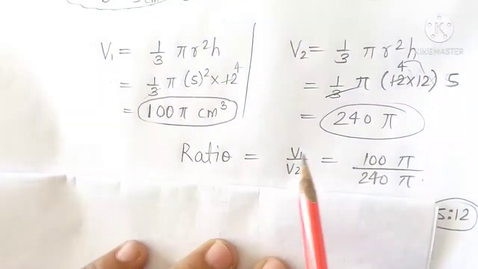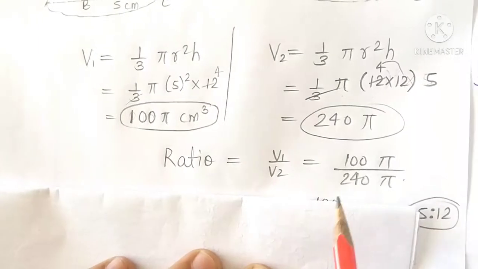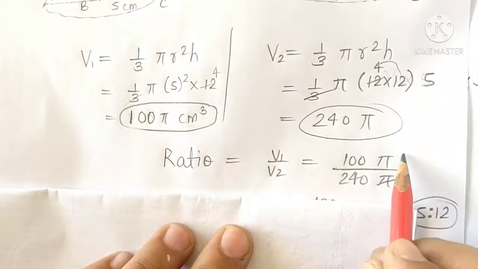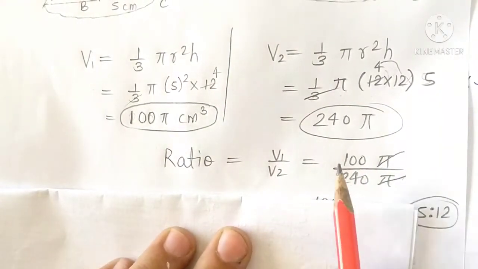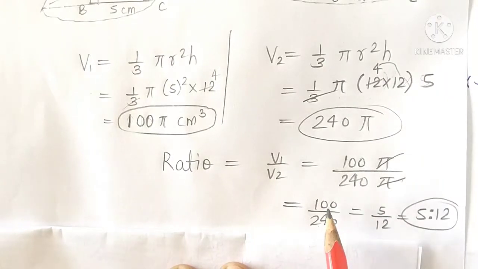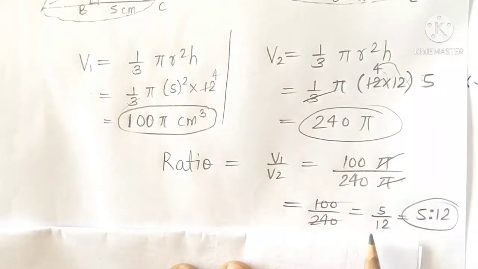Now we have to find the ratio of question number 7 upon question number 8. So V1 upon V2, that is the ratio, 100 pi upon 240 pi. So from this pi we can cut this pi. So what is left? 100 upon 240. Now we can cut this further. 25 fours are 100 and 20 twelves are 240. So what is left? 5 upon 12, which we can call 5:12. This is the required ratio.